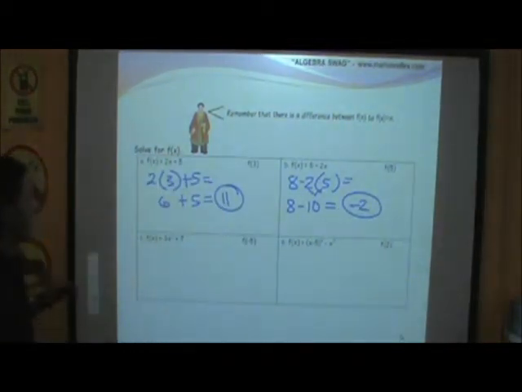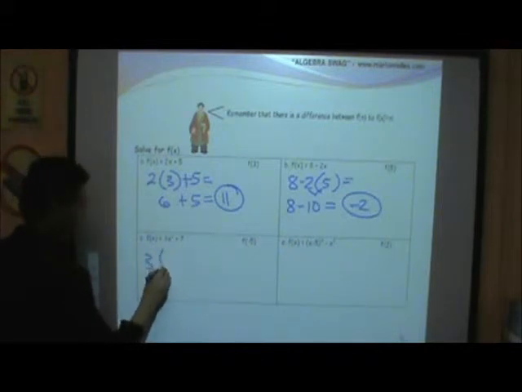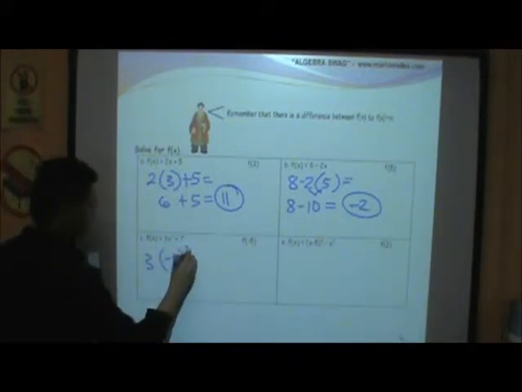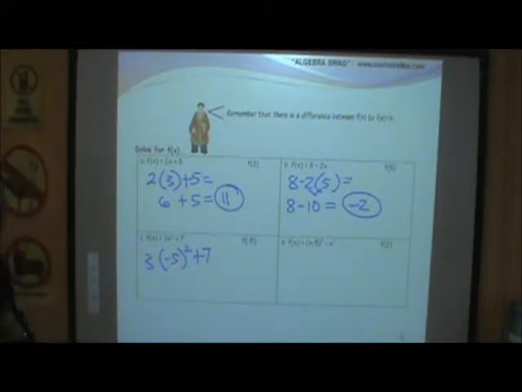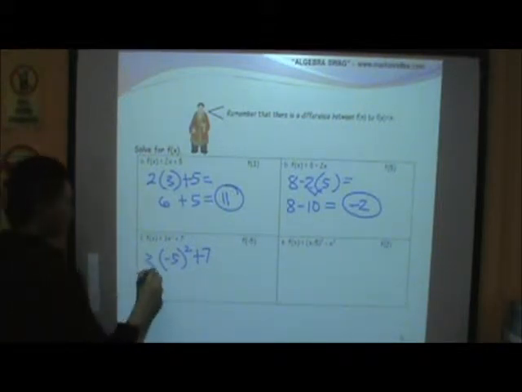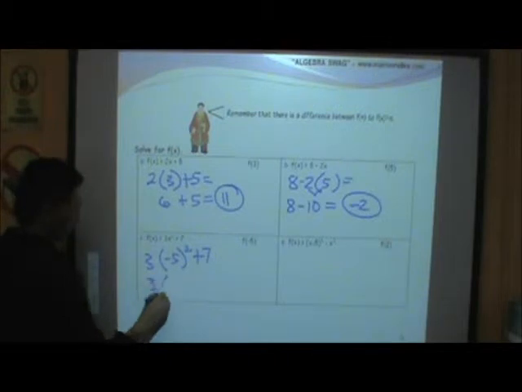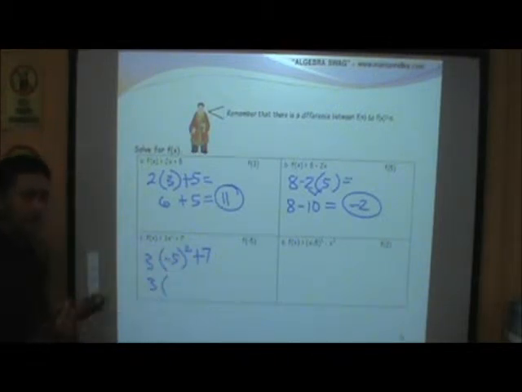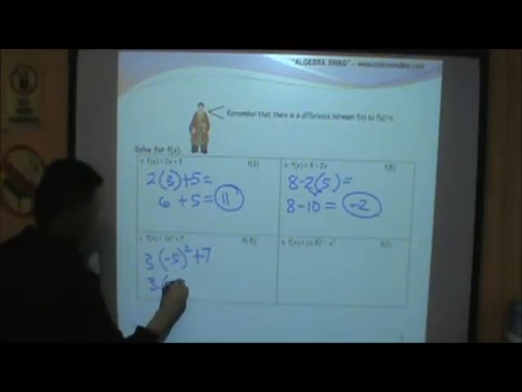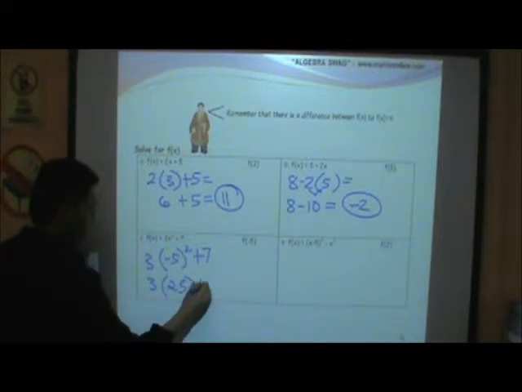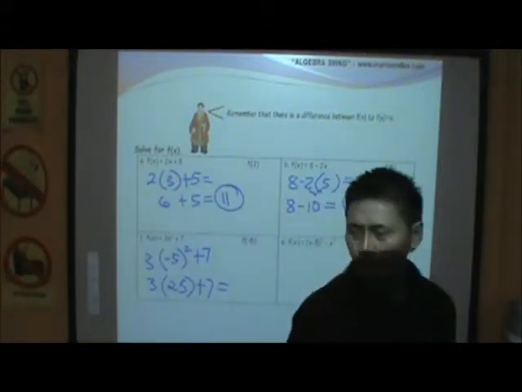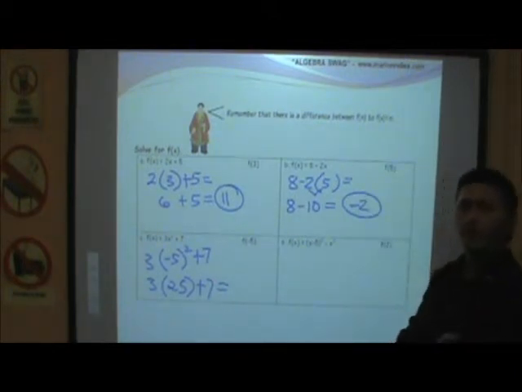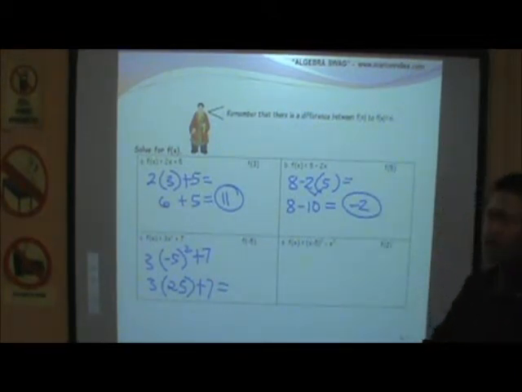Okay? So here, 3(−5)² plus 7. Again, use your calculator. If not, then use your mental math. It should be 3 times (−5)², and −5 times −5 is 25. Plus 7. Here you go. I need you to finish that one. Let me give you 5 seconds to finish that one.